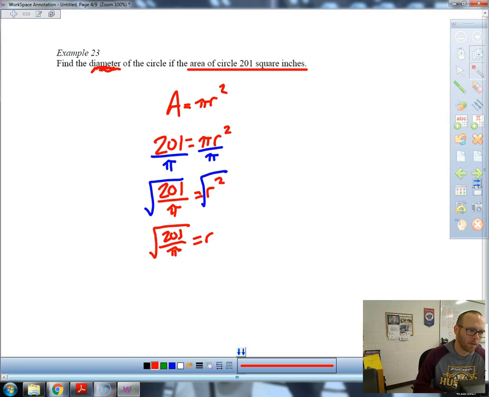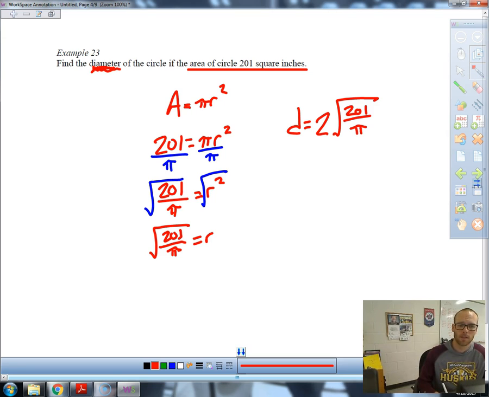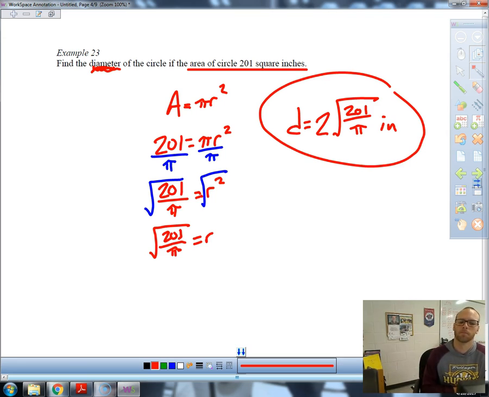Now let's go back. We want diameter. If the radius is the square root of 201 over pi, what's the diameter? We know we have to double it. 2 times the square root of 201 over pi. What are our units on that? Well, the area was given in square inches. The diameter is a length, so this is 2 times the square root of 201 over pi inches. Good.